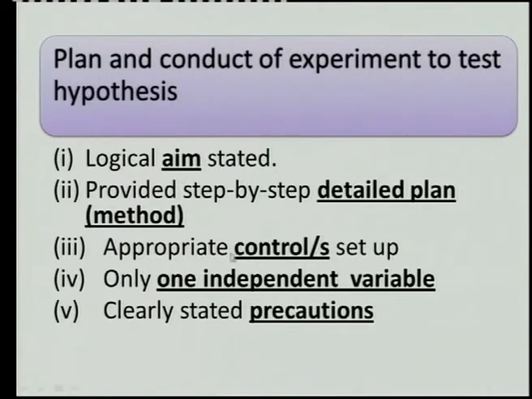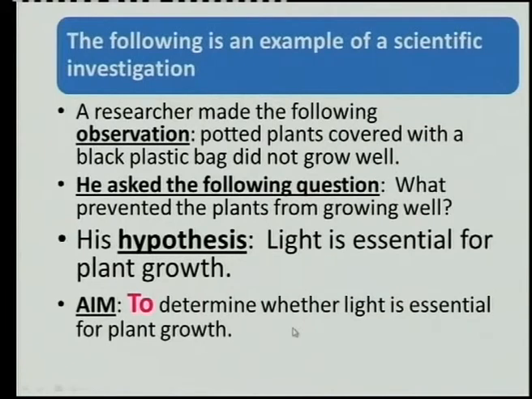Then you must also look at your controls. Why is it that we set up a control? To make it valid, we test one variable at a time, so you have your one independent variable, and look at the precautions that you have to take. And here we've got a short example.